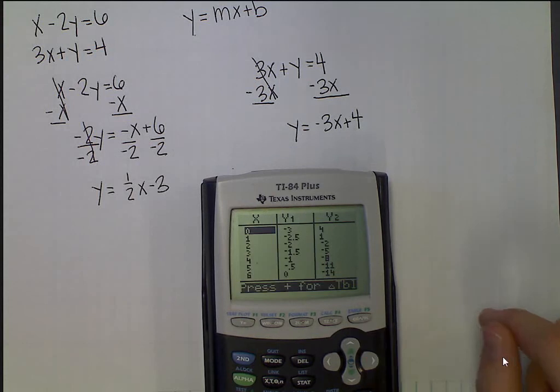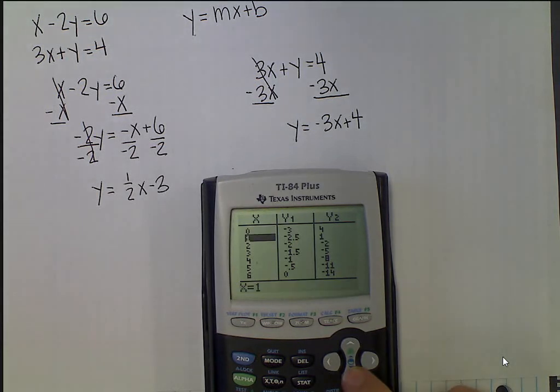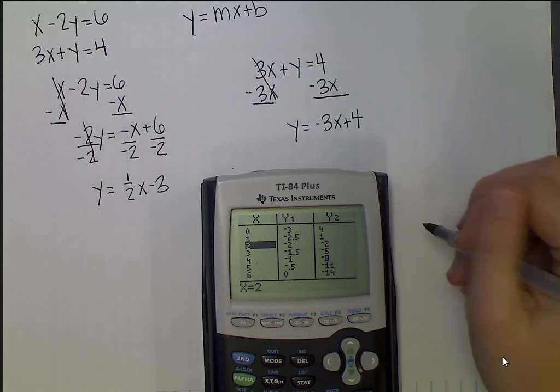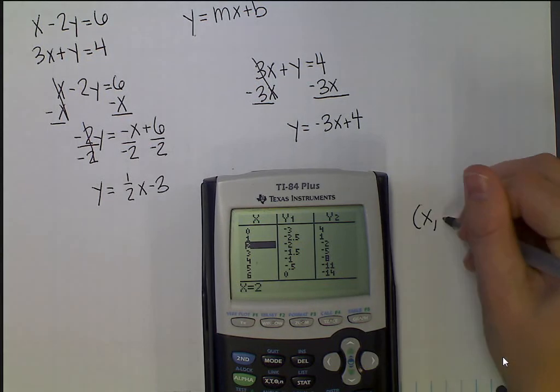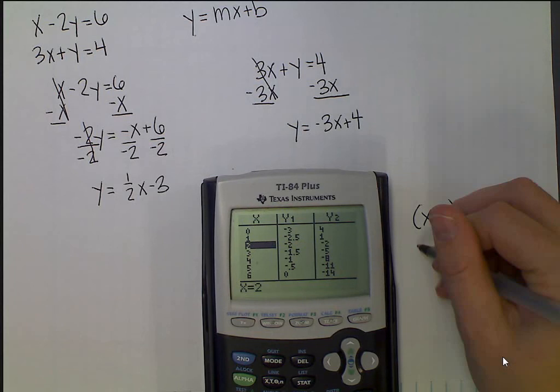Scroll up or down until a row is found where the values of y1 and y2 are the same. On your calculator, you will see that y1 and y2 are the same when x equals 2. This shows you that x equals 2 and y equals negative 2. So your ordered pair is 2, negative 2.